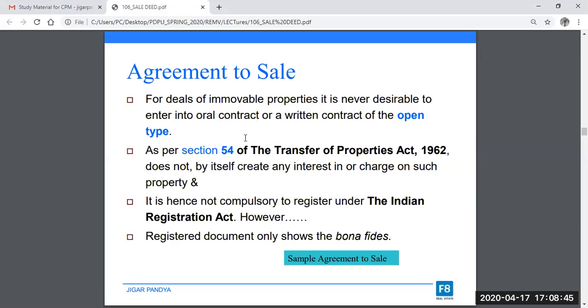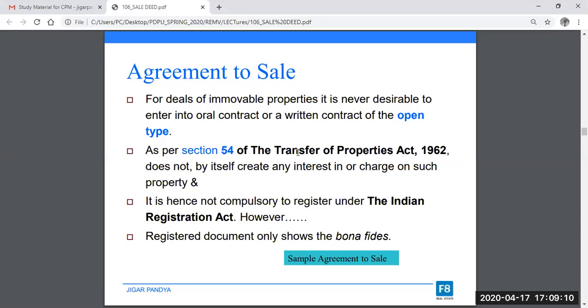Now, for deals of immovable property, it is never desirable to enter into an oral contract. As per Section 54 of the Transfer of Property Act, an agreement of sale by itself does not create any interest or charge on such a property, and hence it's not compulsory to register under the Indian Registration Act. However, a registered document only shows bona fides.